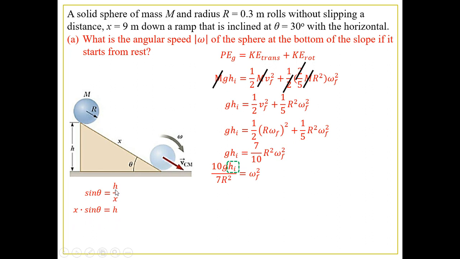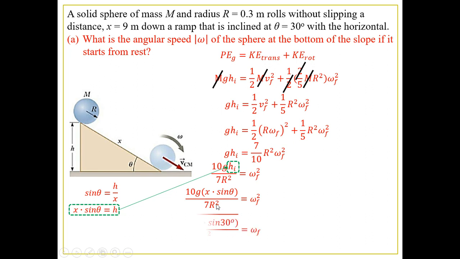Sine is equal to opposite, which in this diagram is called h, over the hypotenuse, which is called x. So I need to find h because that's what I'm missing in this statement that I have set up here. So to find h, multiply both sides by x, and therefore we know that h is equal to x times sin θ. From there, we can just do a quick substitution. So wherever h is, we can just plug in x sin θ. And as you hopefully see by now, we know what g is. g is 9.8, x is 9, θ is 30 degrees, and r is given to us as 0.3. Don't forget to square that.